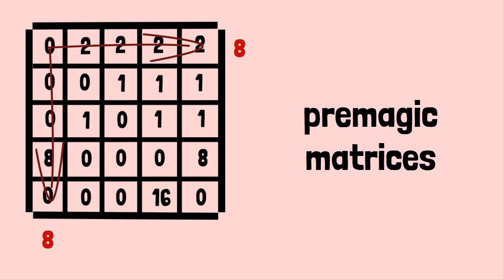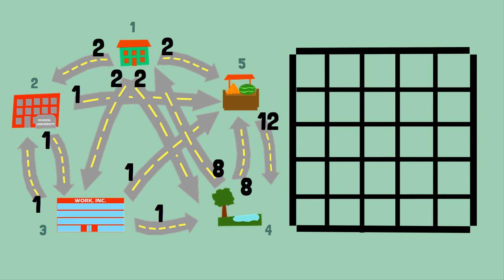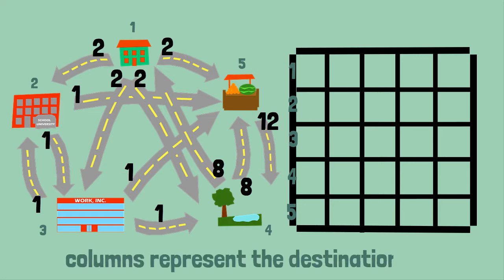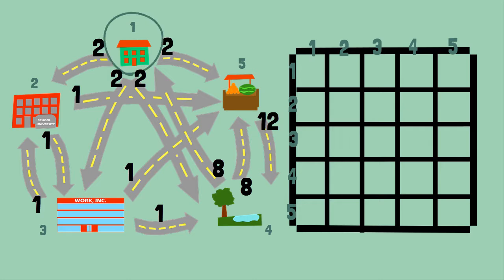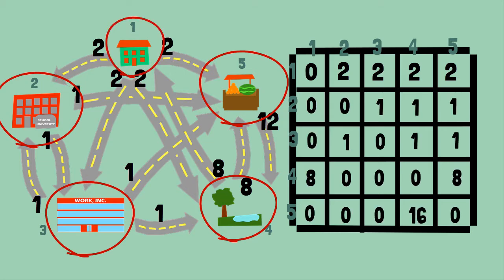Let's go back to our network of roads. Every road will be a value on the matrix. There are 5 nodes, so our matrix will have 5 rows and 5 columns. The rows are our starting nodes, where you're coming from. The columns are our destinations. The first row, starting from the first node, it's 0 because you're not really moving. 2 to get to the third node, and so on. We can repeat this for the rest.